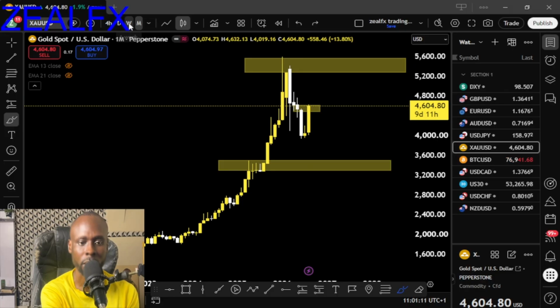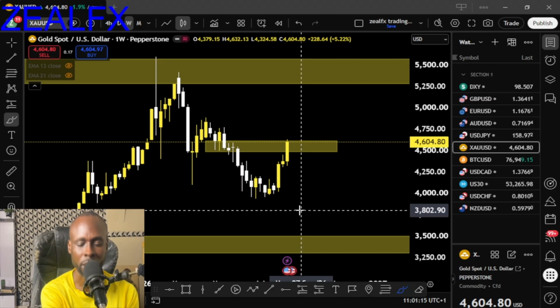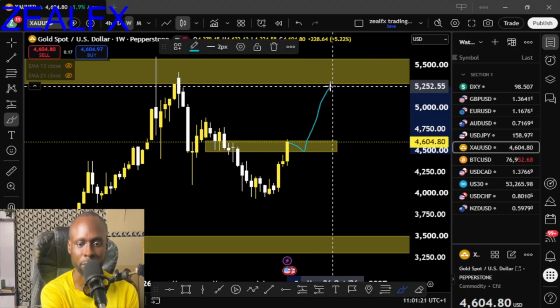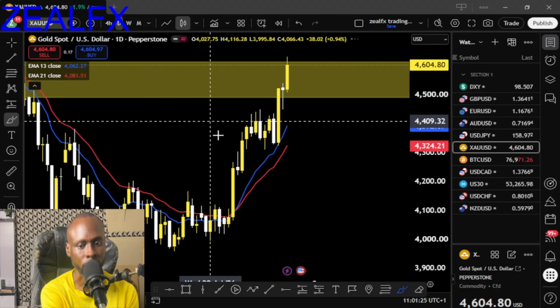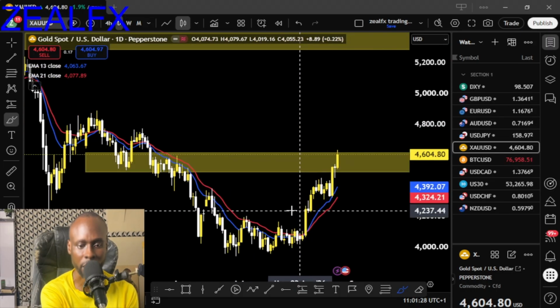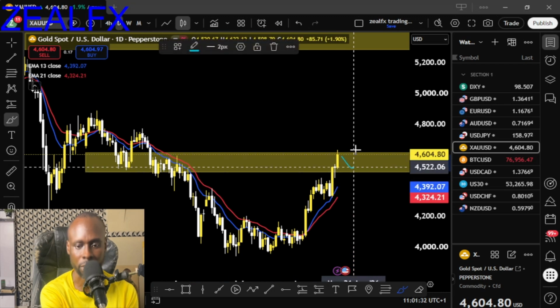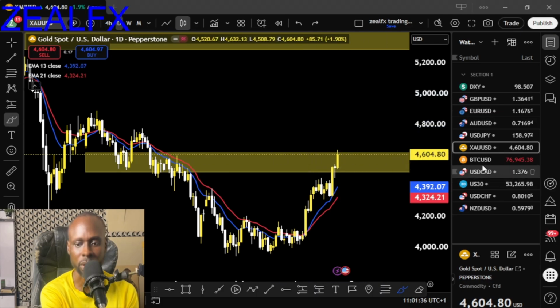So let's look back to the weekly time frame. On the weekly time frame, this is signaling more buy, which is to expect a retest, then we expect more buy to the top. Let's look at the daily time frame. On the daily time frame, you can clearly see that we expect price to retest back to this region and start looking for more buy for gold. So this is what we're expecting for gold this week, guys.